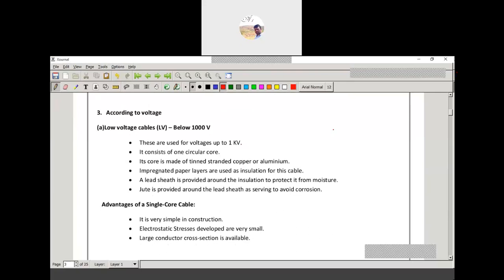In a three core cable, if the three wires are short circuited, will it short circuit or not? Each is insulated from the other, with insulation material placed in between. All three conductors are insulated from each other.